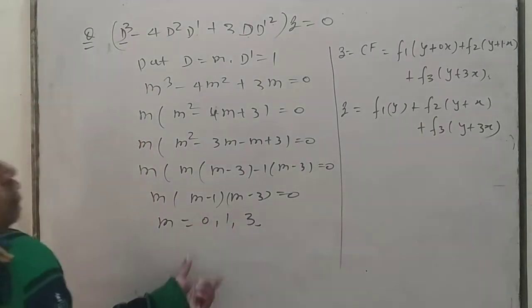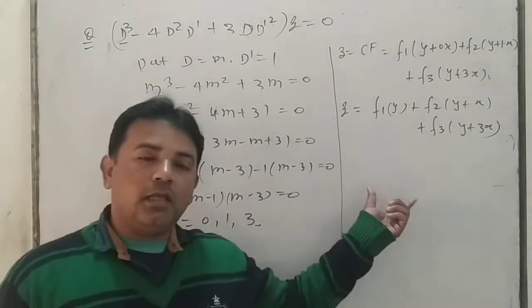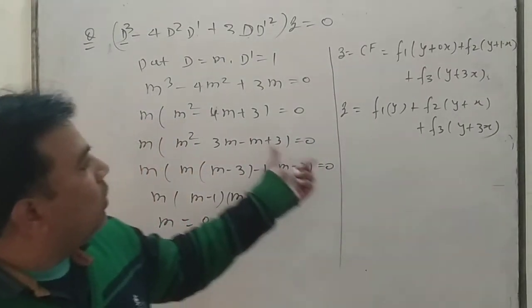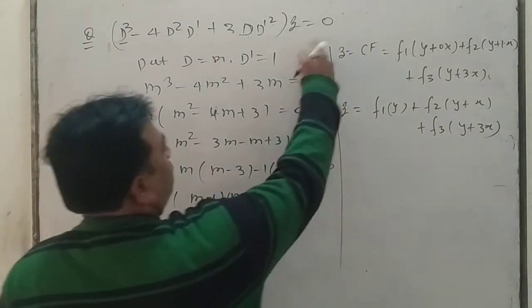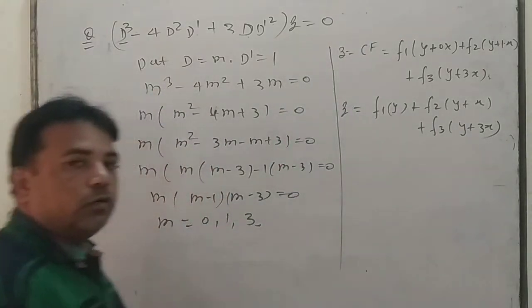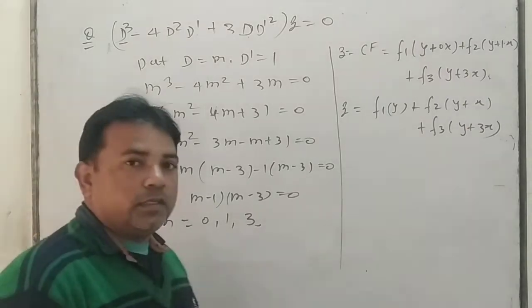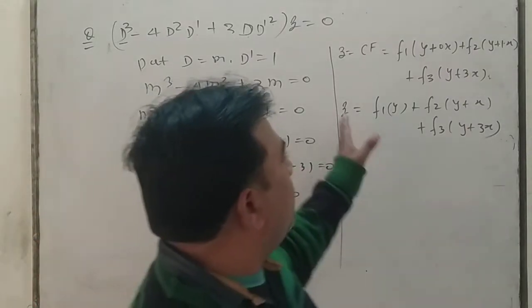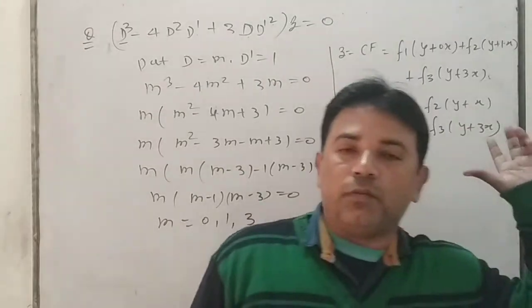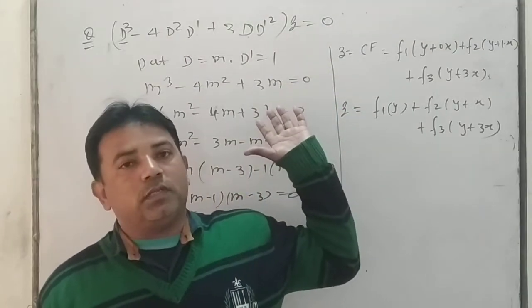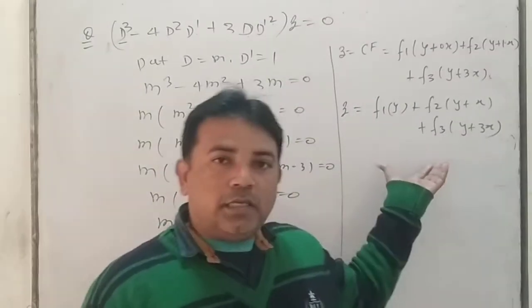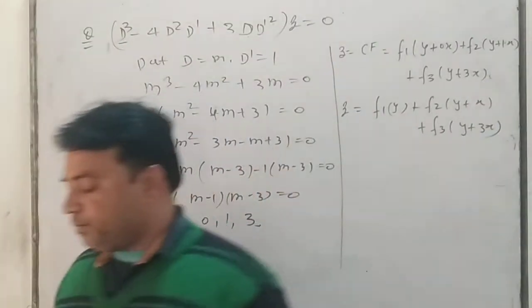This is the complete solution of this partial differential equation, because you can see the RHS of the partial differential equation is equal to 0. So we only need to find the CF, and the CF is the complete solution of the partial differential equation. You understand easily. Please make a note.